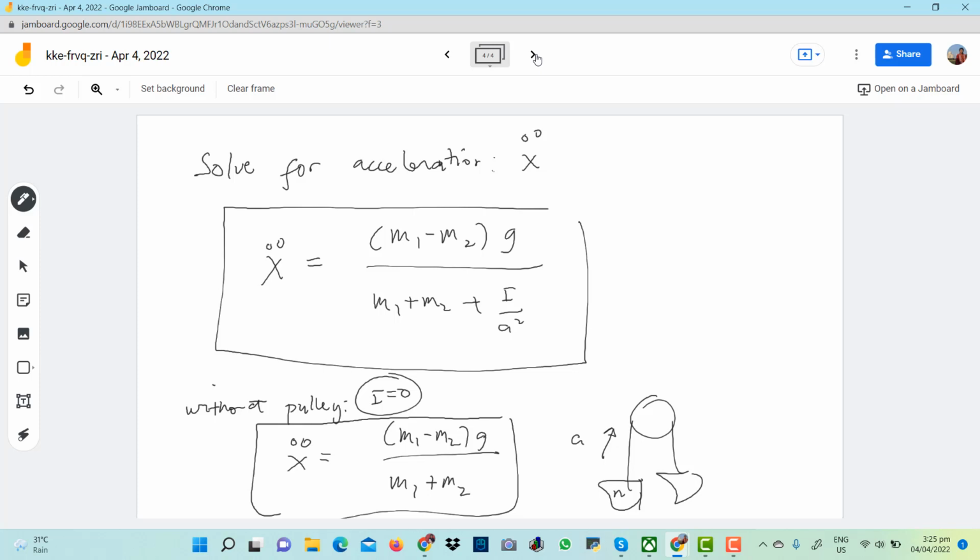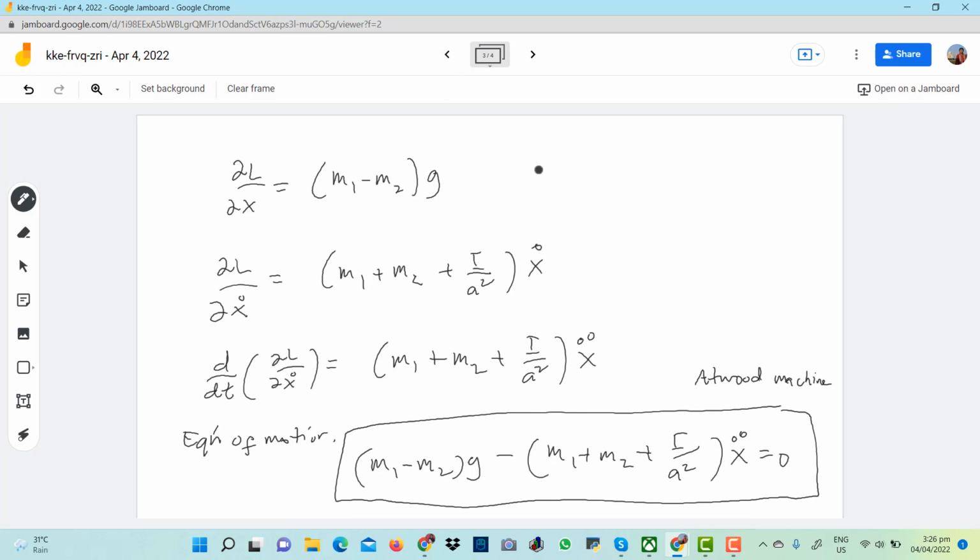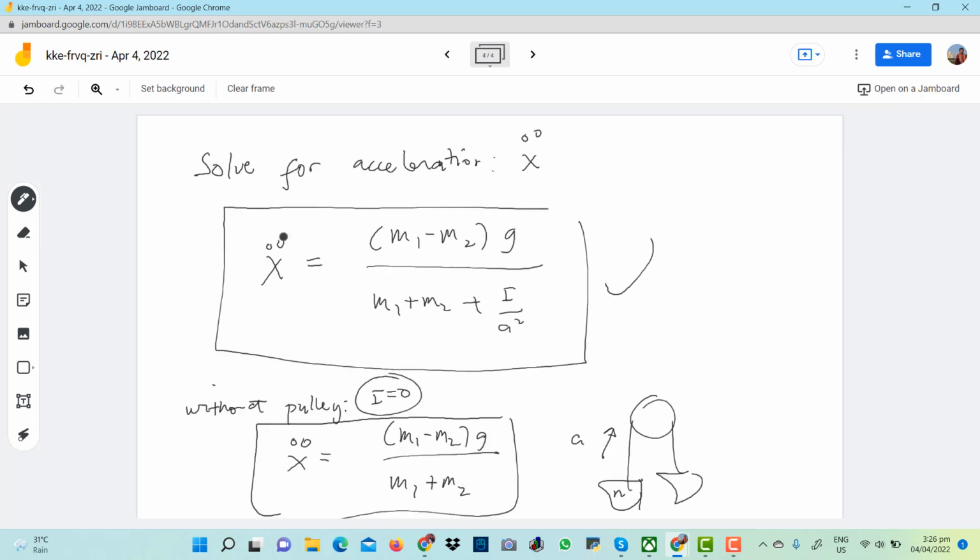If I add a pulley and then use Newtonian mechanics, it becomes very difficult to get the acceleration. But using Lagrangian mechanics, we can get the equation of motion for a simple Atwood machine with pulley, which is equal to this one. I have the acceleration equal to that, and if I set I equals 0, meaning you neglect the pulley, then it will reduce to the acceleration of a simple Atwood machine, which is equal to this one.